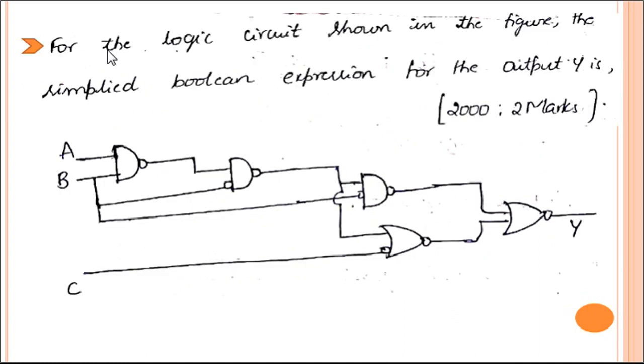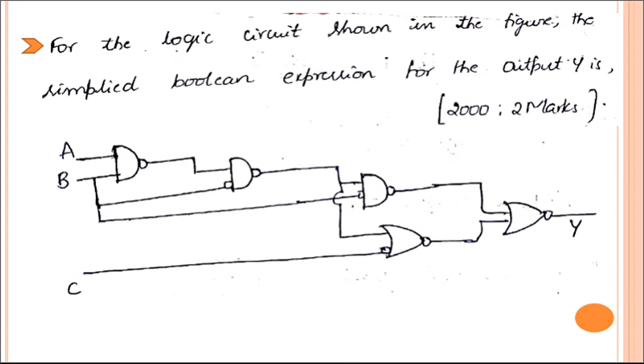And let us see the next problem. For the logic circuit shown in the figure, the simplified Boolean expression for the output Y is. Now this is the logic circuit they have given. Let us assume that F1 is the output of the first NAND gate, F2 is the output of the second NAND gate, and F3 is the output of the third NAND gate. Here the bubble indicates that this B literal is passed through an inverter, and thereafter it is applied as one input to the NAND gate.